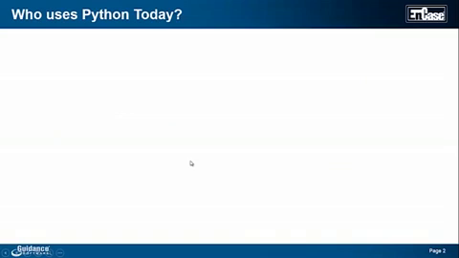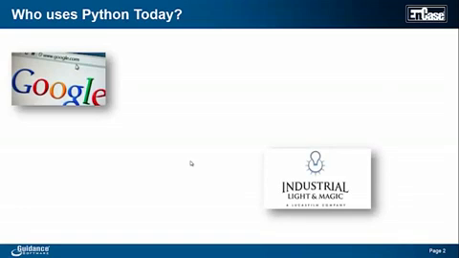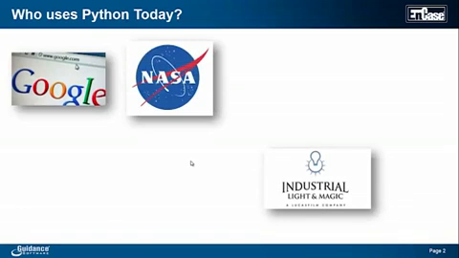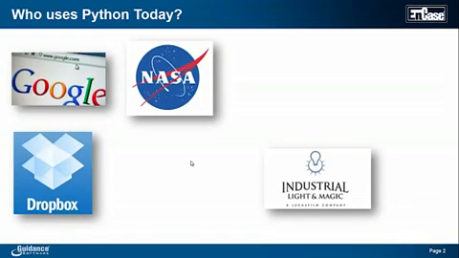Who uses Python today might be a question. In other words, are you going to be the only ones using this? And the answer is absolutely not. Companies like Google and Industrial Light and Magic and NASA, Dropbox, two companies, Google and Dropbox, that van Rossum works for or has worked for.